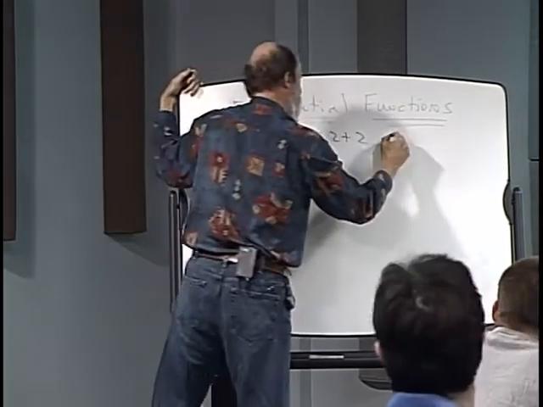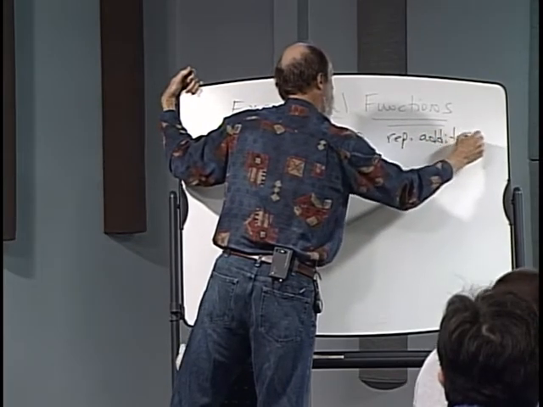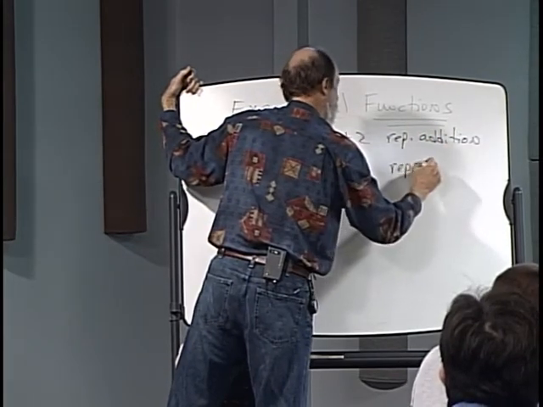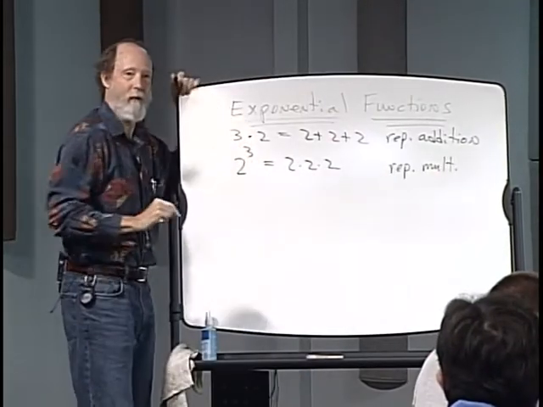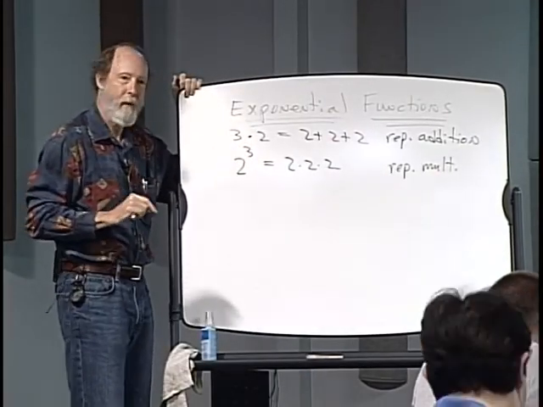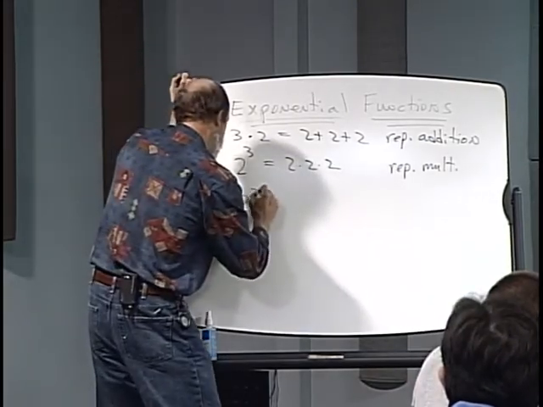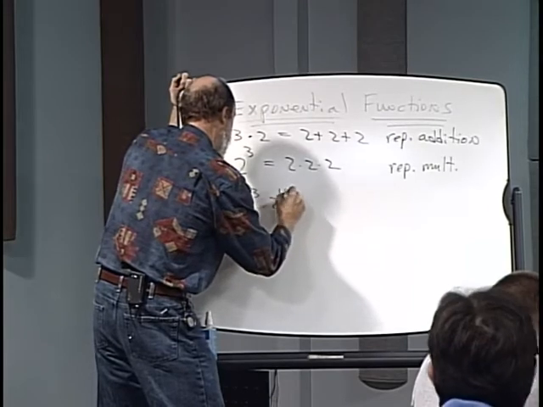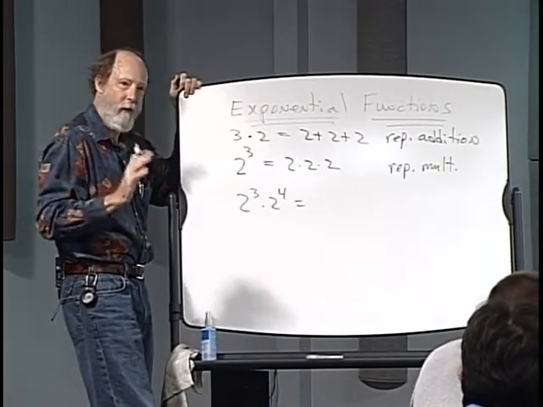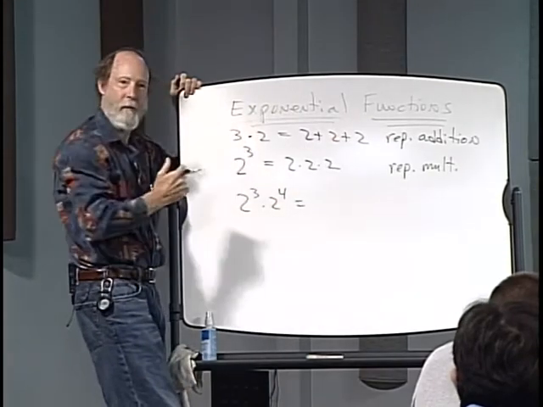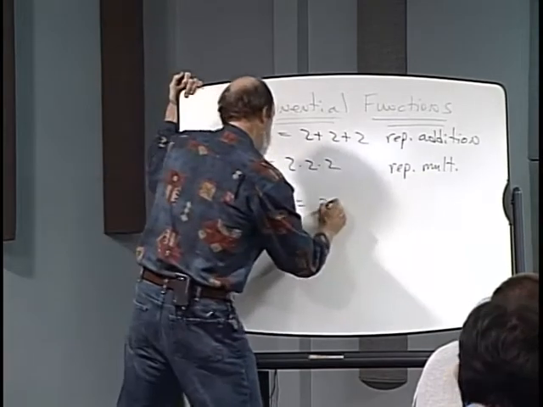Repeated addition. Repeated multiplication can be thought of as exponentiation. Okay? So if you understand what 2 to the 3 means, then when you see 2 to the 3 times 2 to the 4th, you're going to see that as a string of 2's multiplied together. How many of them? 7 of them. So that's 2 to the 7th.